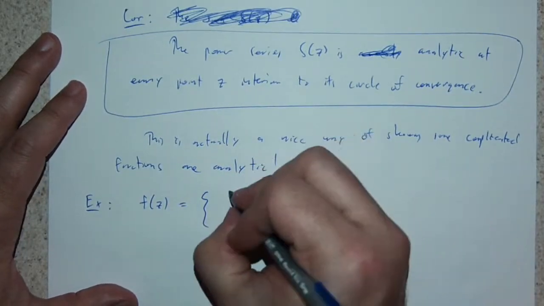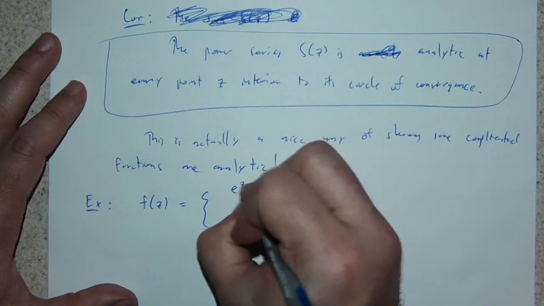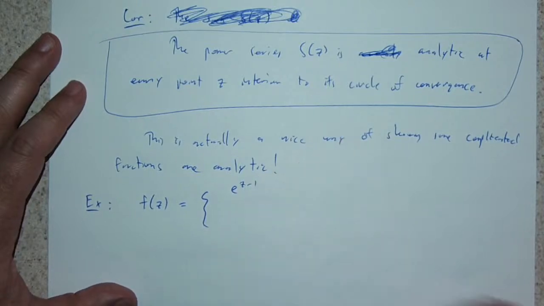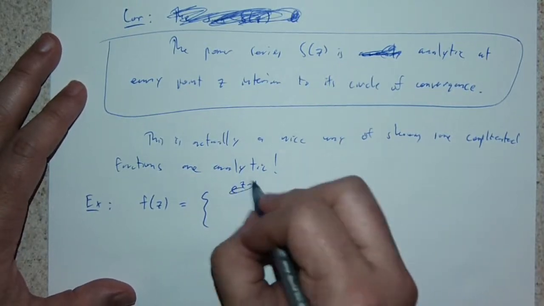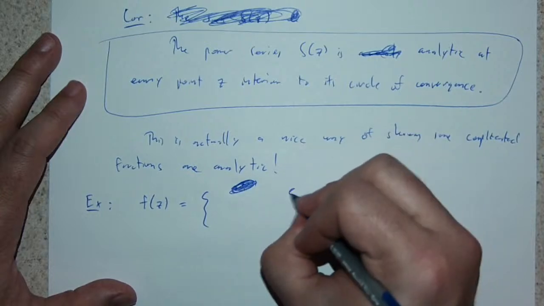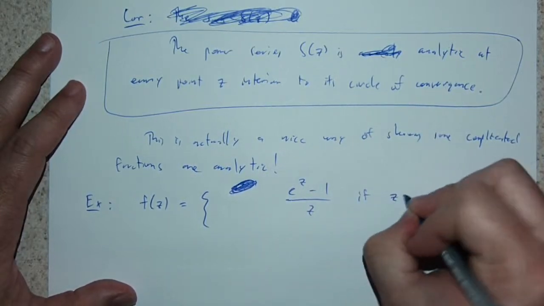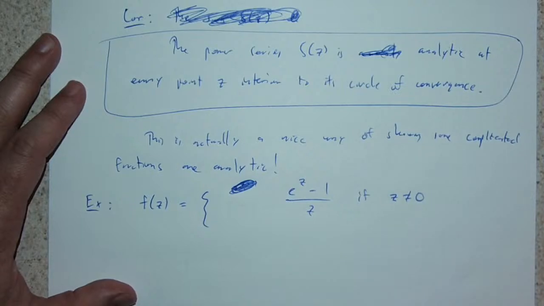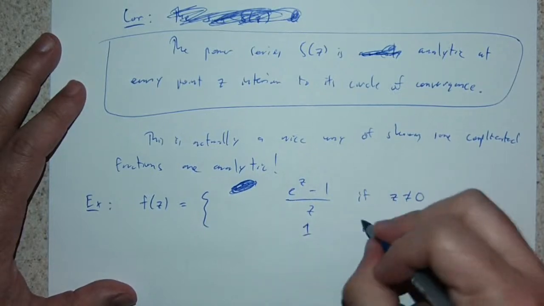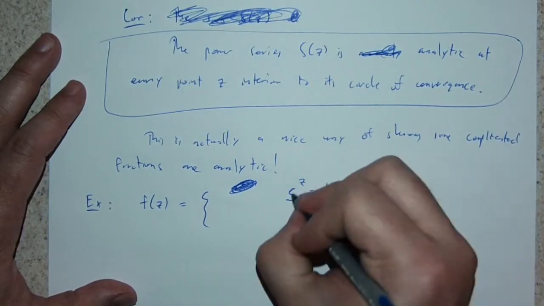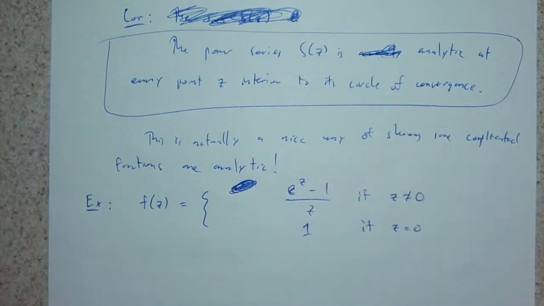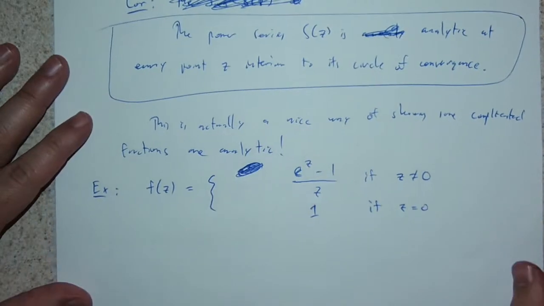It is the function e to the z minus 1 over z if z is not 0, and it's defined to be 1 if z is equal to 0. Okay, so it's e to the z minus 1 over z if z is not 0, and it is 1 if z is equal to 0. Okay. So what's the idea here?